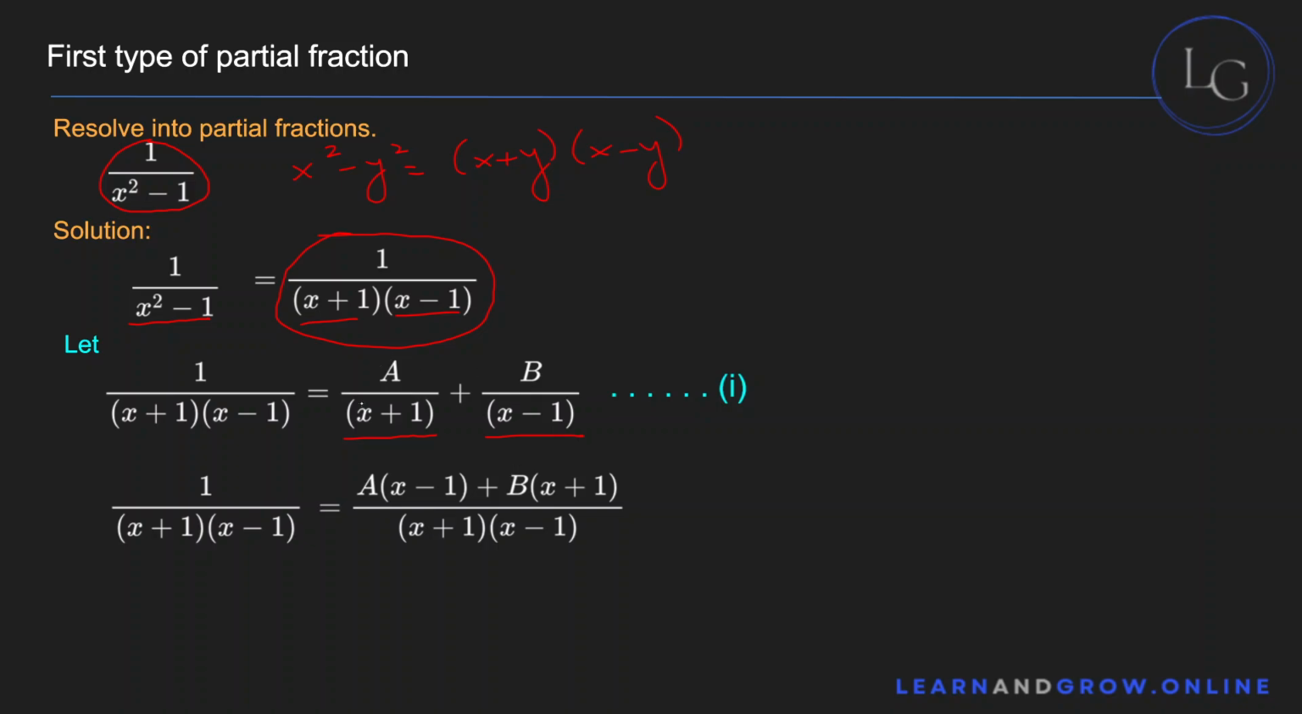So this entire fraction will be multiplied with x minus 1 over x minus 1, and this entire fraction will be multiplied with x plus 1 over x plus 1. So that'll give you this fraction as a result. Now the denominators are the same, so we need to make the numerators equal to each other. So 1 is equal to a into x minus 1 plus b into x plus 1.